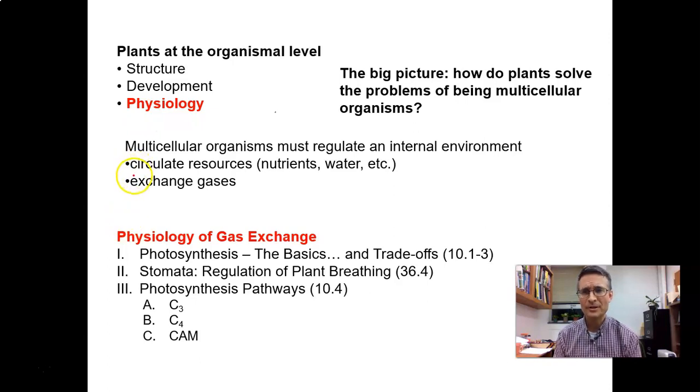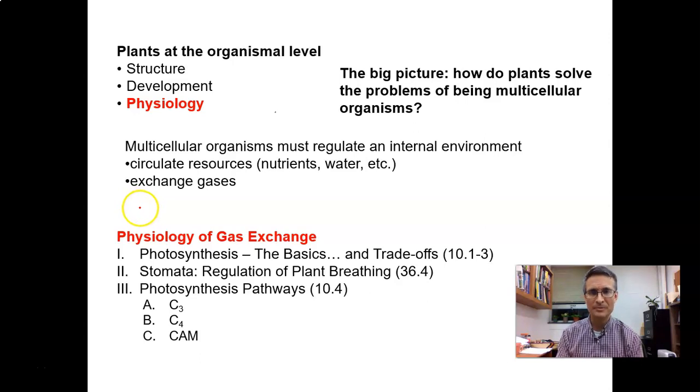In our last lecture, we talked about how plants were going to circulate or at least move resources through their body, such as nutrients, water, carbohydrates, etc. In this lecture, we're going to think about how plants exchange gases with the environment. And as with all multicellular organisms, there are two primary gases that plants need to exchange with the environment, one being carbon dioxide and the other being oxygen.